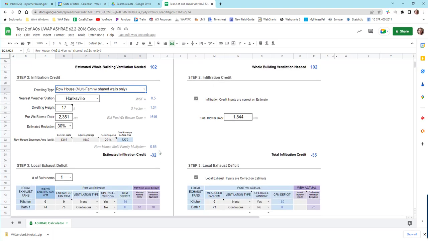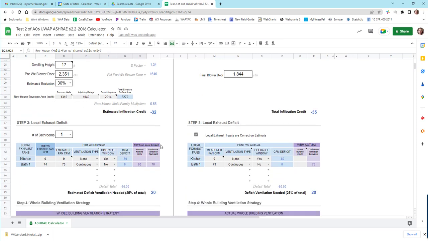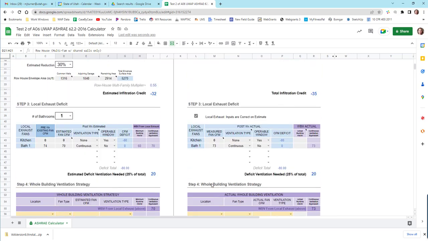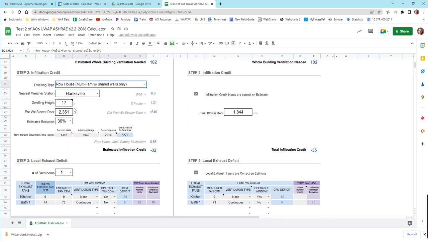And the calculator's set up to where whatever you put in for the final blower door, it'll calculate what your total infiltration credit is based on all of that information you put in there as well. And then, as you can see in this example, you'll have to make some adjustments in order to come up with a strategy that will meet ASHRAE. But that's how you enter in a row house. You just have to add up all the surface areas.